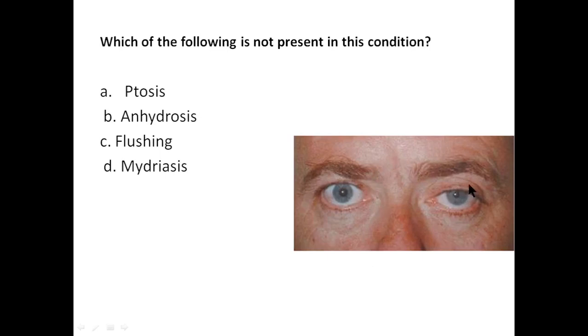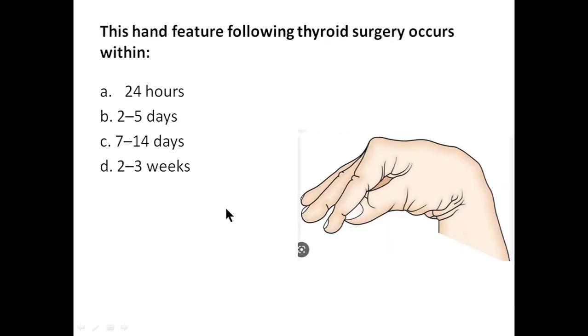A guy with ptosis and a narrow pupil. This is Horner syndrome. The question is, which of the following is not present in Horner syndrome? Ptosis, present. Anhidrosis, yes. Flushing, yes. Mydriasis, no. This is not present in Horner syndrome. Go for D.